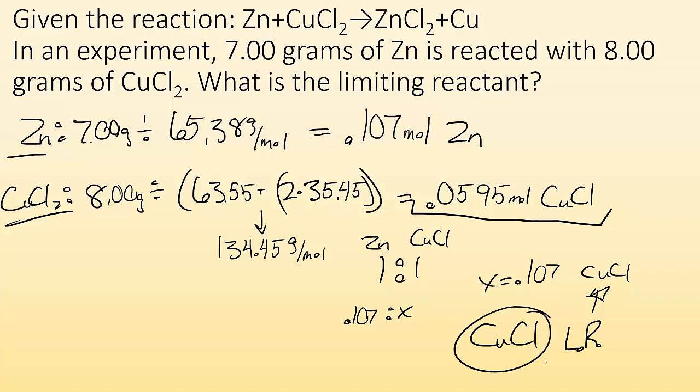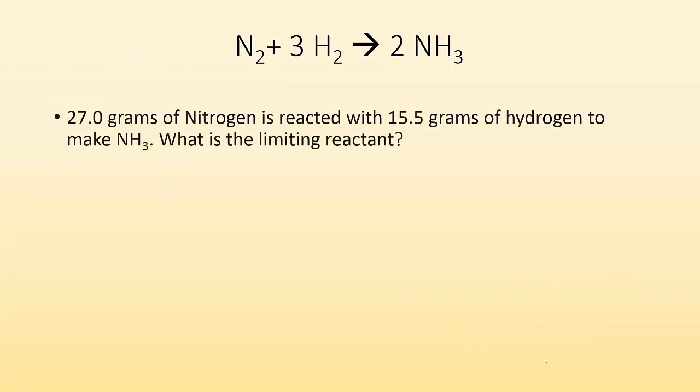All right? So going back to this one. Starting fresh, it says 27 grams of nitrogen is reacted with 15 grams of hydrogen to make NH3. What is the limiting reactant? First things first, convert the grams into moles. So I have 27.0 grams converted to moles, and I get an answer of 0.9636 moles. And I do the same thing for hydrogen, and it says I have 15.5 grams, and I divide it by its gram formula mass of 2.02. And then I get total moles of 7.67 moles.